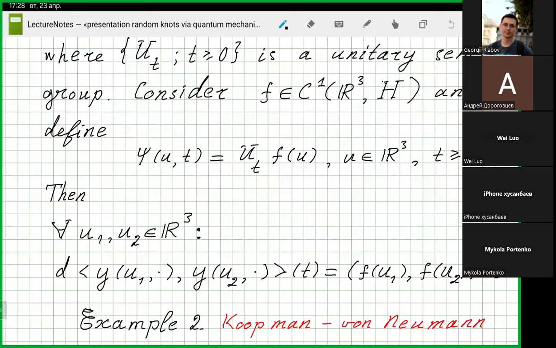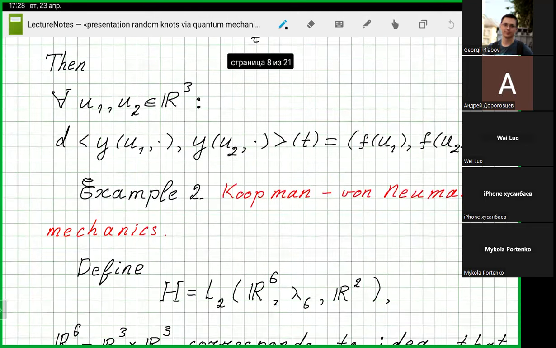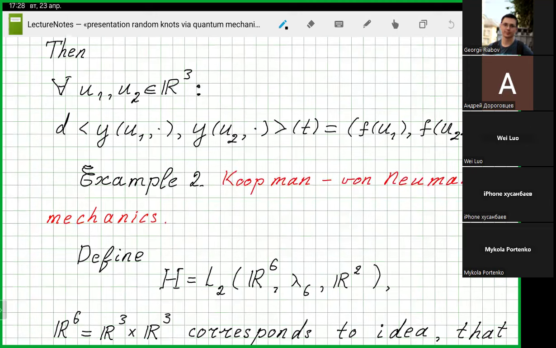So let us discuss another approach, again from quantum physics. This is the so-called Koopman-von Neumann mechanics. The idea of Koopman and von Neumann was to use the same language as in quantum physics, like the Schrödinger equation, wave functions, and so on, to apply it to usual mechanics.